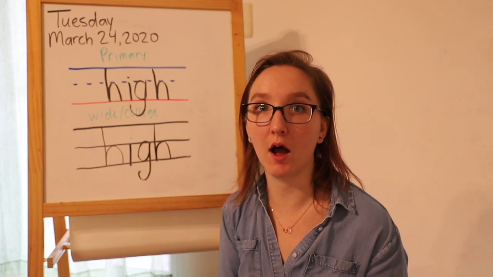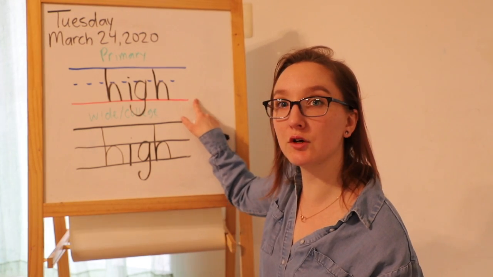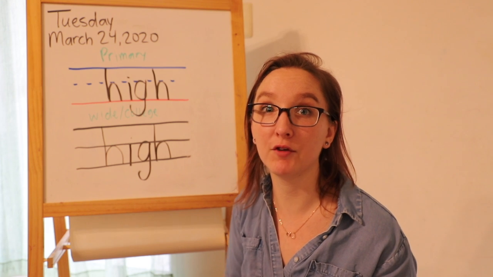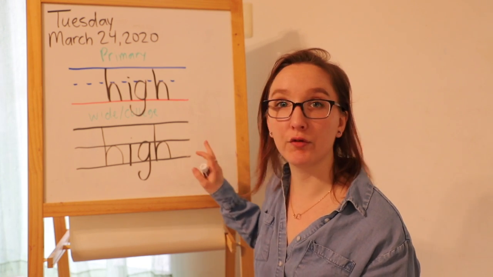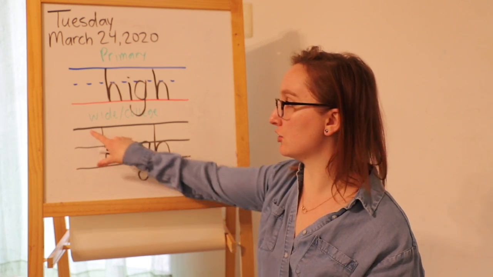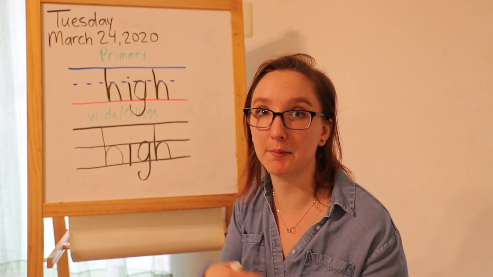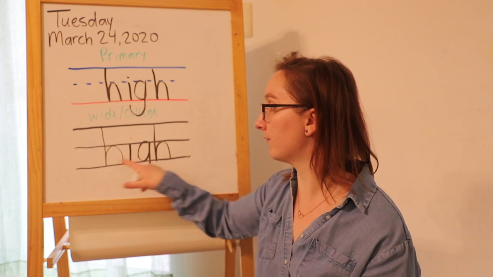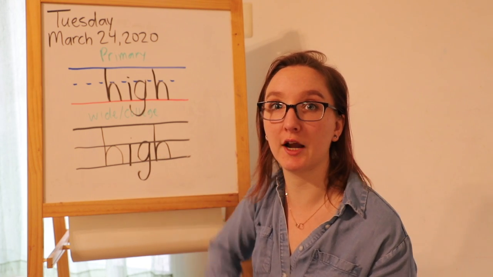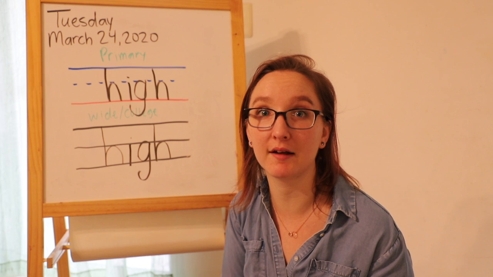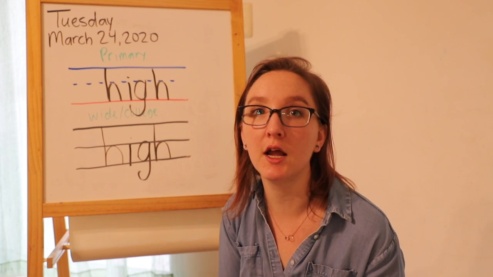So I know that not all of us have these primary journals, but if you don't, go ahead and use the wide and college ruled and just treat that middle line like our dotted line. So just skip every line so that we can focus on making sure that our handwriting is still looking neat and we're practicing our handwriting the way that we should.